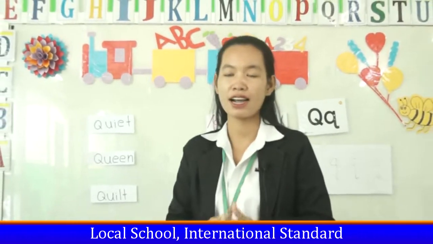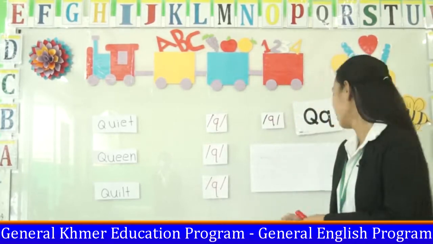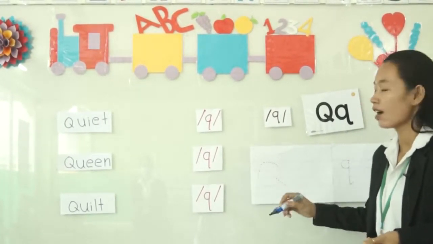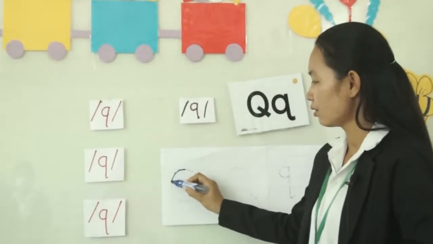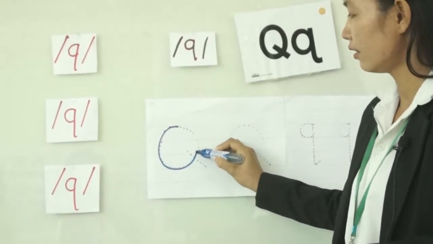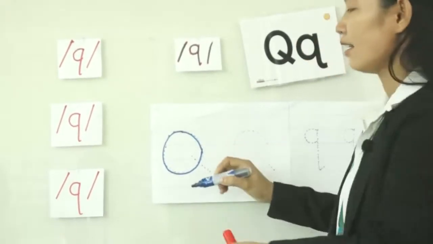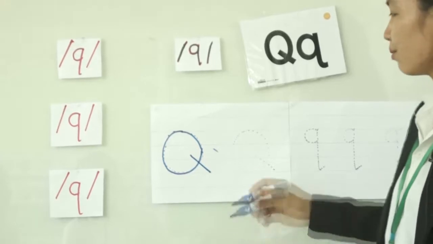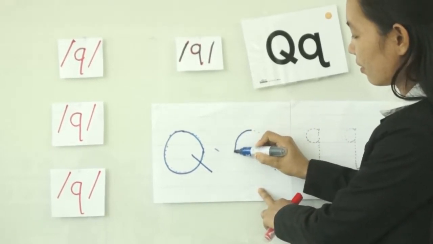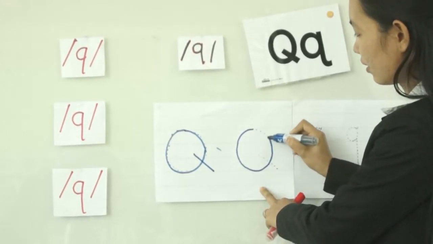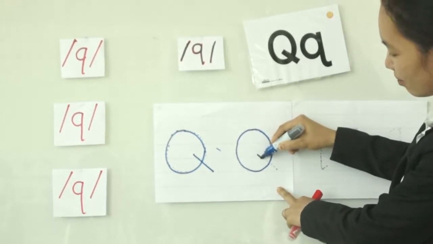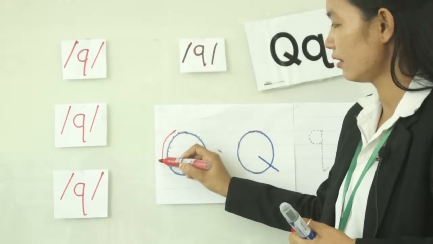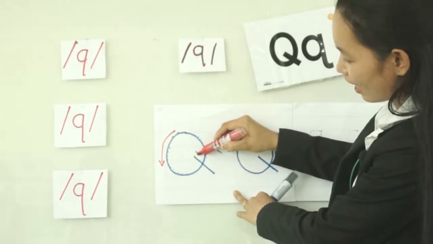Now I will tell you how to write letter Q. This is uppercase Q. I will show you how to write uppercase Q. We start from the top to the circle and then one line near the bottom, okay?